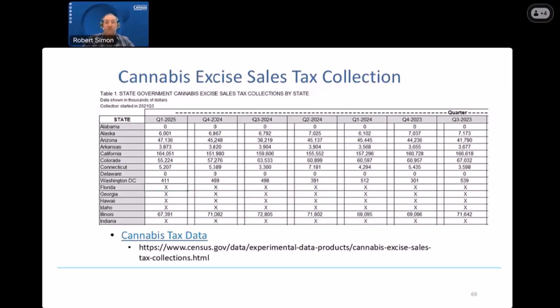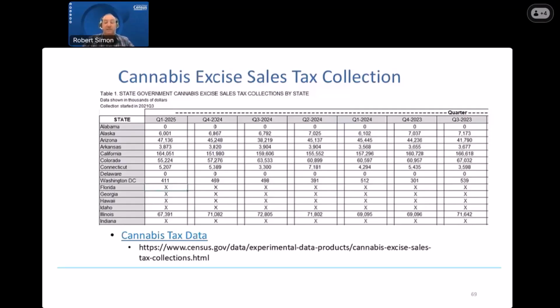The X means there is no such tax for that state. So even though Hawaii has a legal medical cannabis market, the state does not impose any specific excise tax on it. If a medical patient goes to the store in Hawaii to buy their cannabis medicine, it is taxed at the regular sales tax rate, just like if they were to buy socks or shampoo. I think it's an important distinction that I want to emphasize.